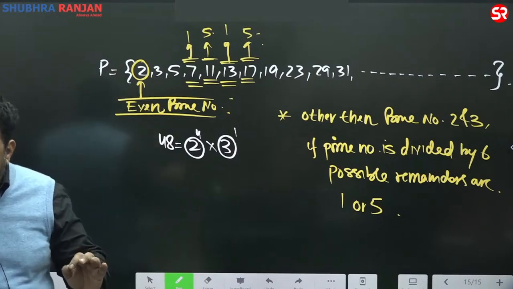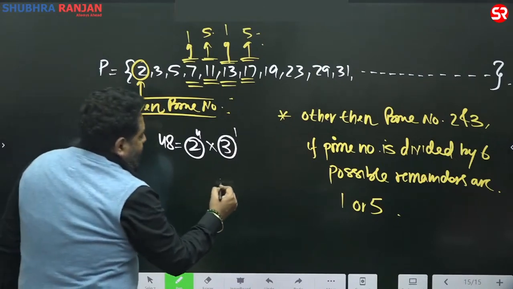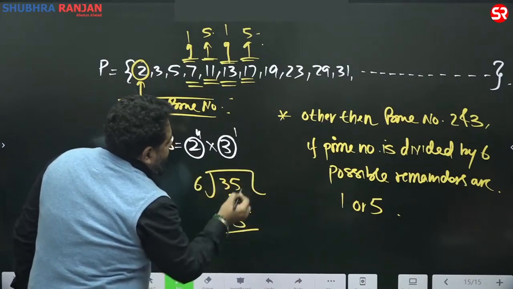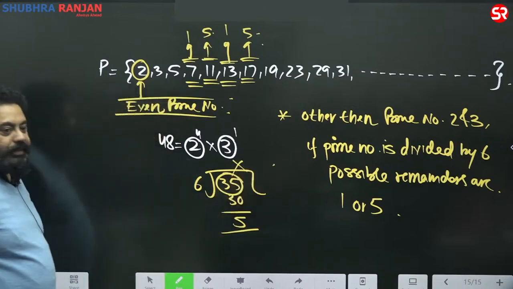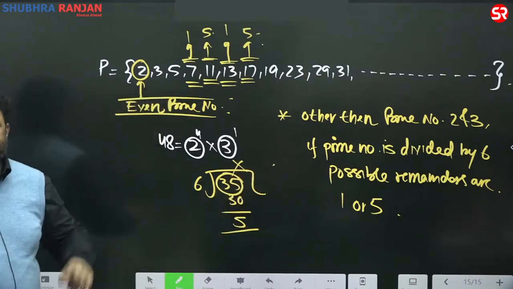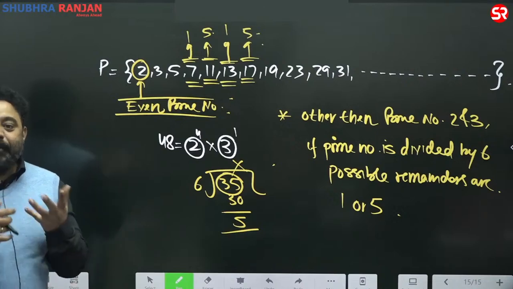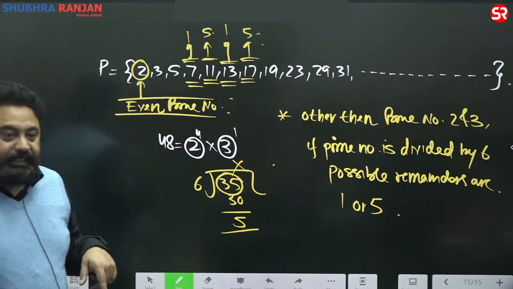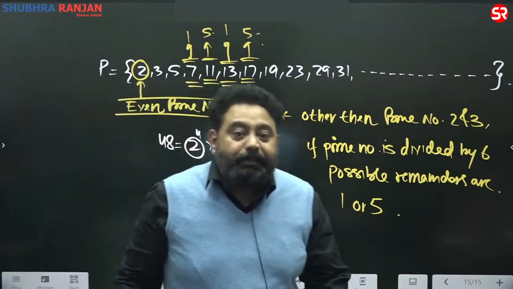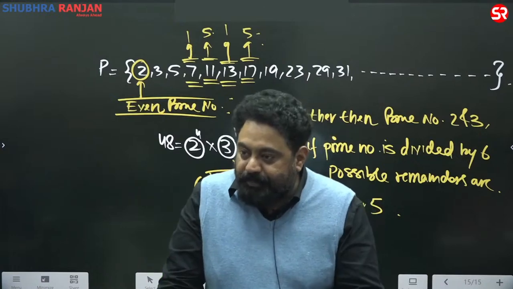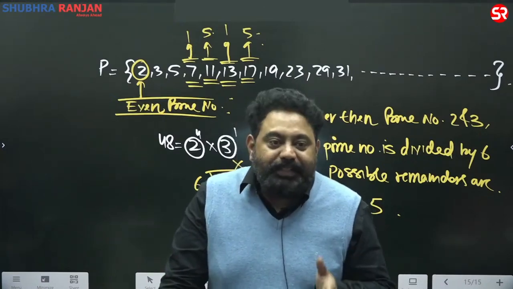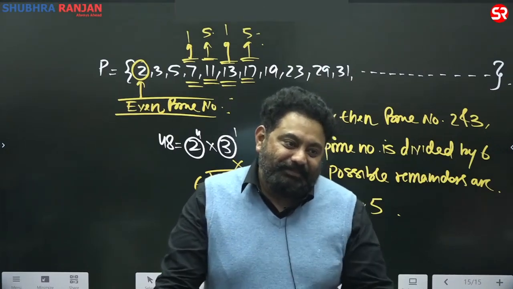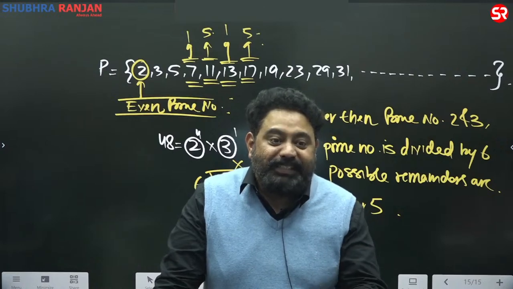Is it okay? But then, 35 can also be divided by 6 and the remainder is 5. 35 is not a prime number. So you cannot use it as a test. You cannot say you are given a number, whether it's a prime number, then you need to divide it by 6, remainder 1 or 5. It may be a prime number, may not be a prime number. Clear hai? Because there are other numbers also which when divided by 6 leave remainder 1 or 5. So it cannot be a test.